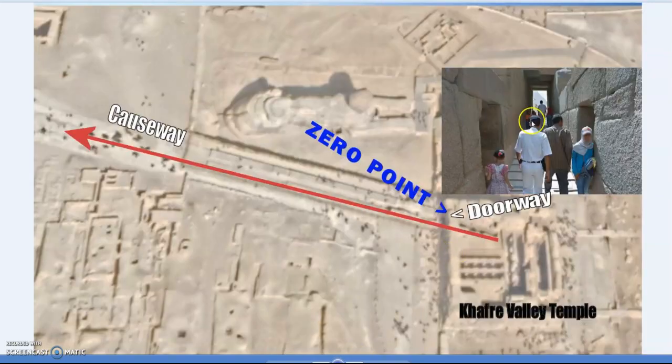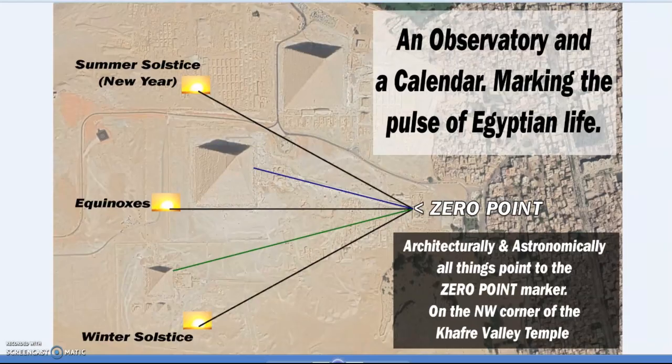So the 0 point, this doorway which leads to the causeway angle, already begins in the Khafre Valley Temple. Right above this doorway is the 0 point. Solstice, equinox and solstice: it's a calendar, it's an observatory, but also the plan and the layout itself, multiple levels of information. I'll link part 1 and part 2 in the description.